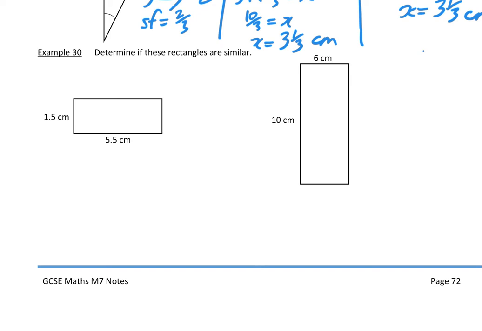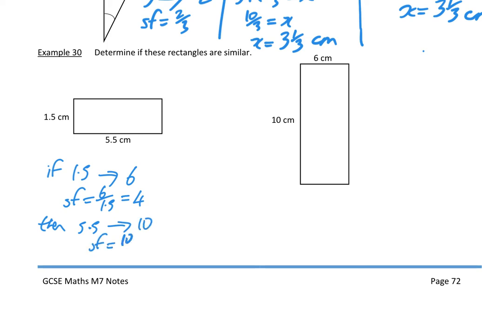So I just want to find out what the scale factors are in this one. If 1.5 goes to 6, that means the scale factor is equal to 6 divided by 1.5, and that works out very nicely to give you 4. And then the 5.5 goes to 10. So your scale factor is 10 divided by 5.5, and you can see it doesn't work out as nicely. It's about 1.81. But the important thing is it is not equal to 4, so the scale factors are not the same, so they are not similar shapes.